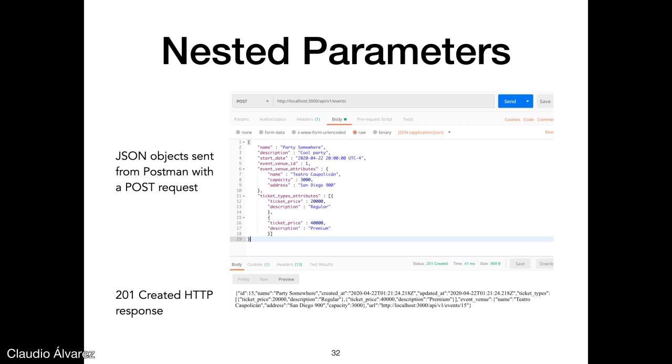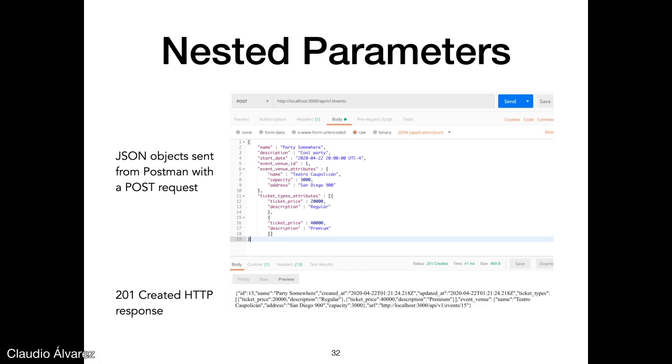Entonces basta con hacerlo de esta forma así, ¿ya? Es como que name, description, start date, event venue ID. Se entiende que esos son los atributos necesarios para crear el evento. Cuando hago después más assignment, funciona perfectamente. Después tengo event venue attributes y tengo ticket types attributes. El ticket types attributes, si se fijan, contiene un arreglo de, entre comillas, objetos ticket type, ¿ya? Que tiene su ticket price y su description, y el event venue es uno solo. Entonces va un puro objeto que contiene el nombre, la capacidad y la dirección.